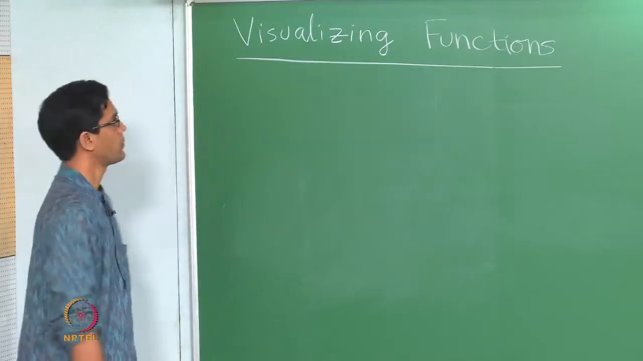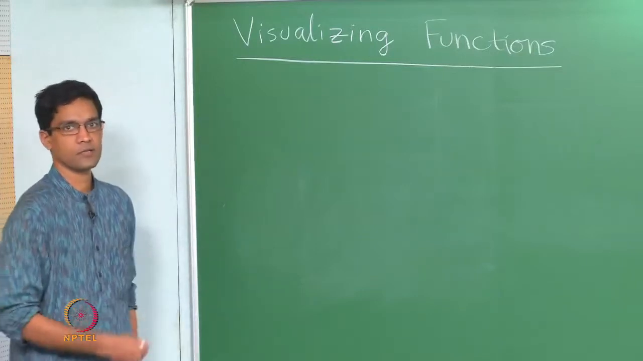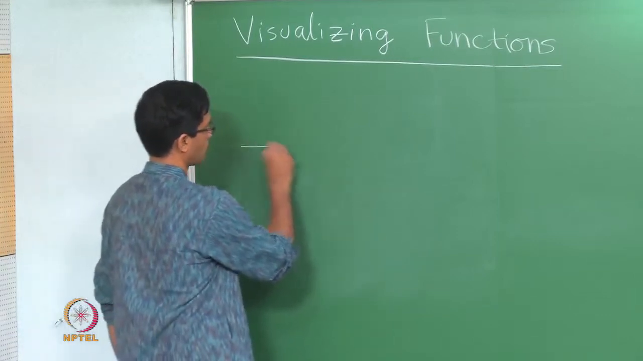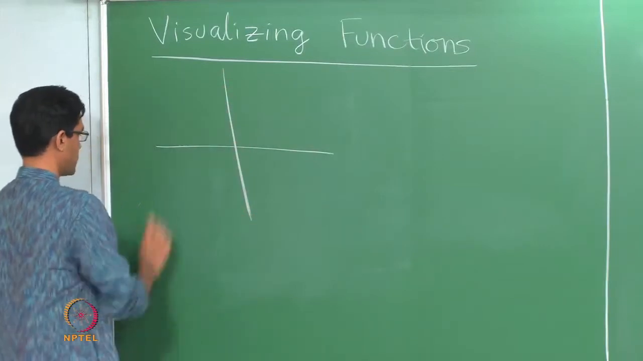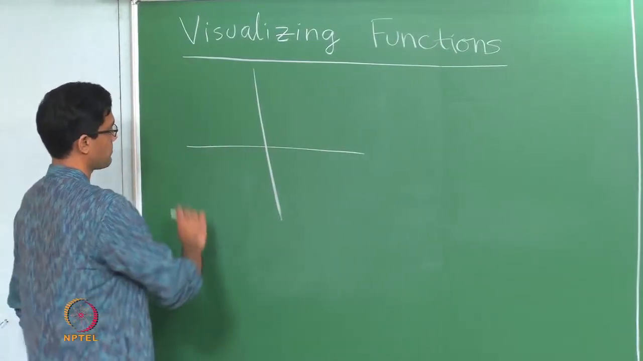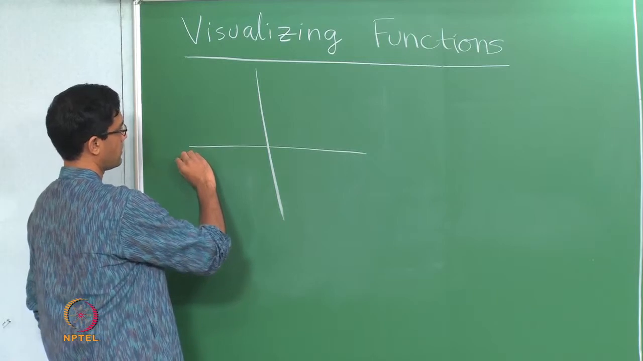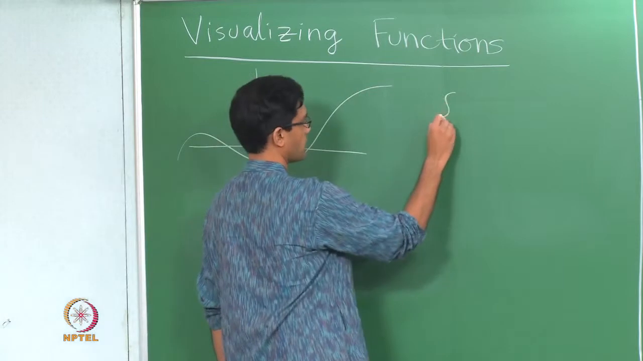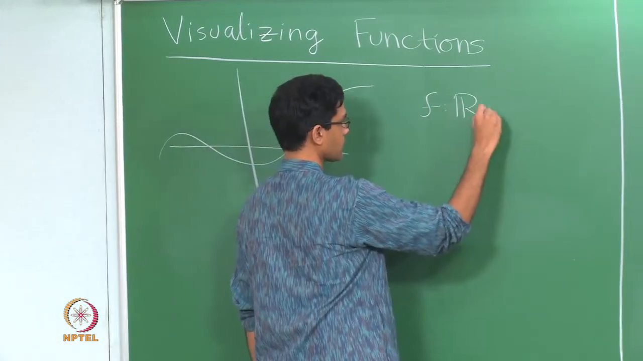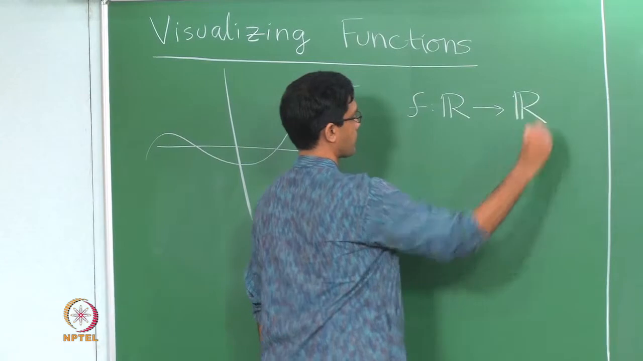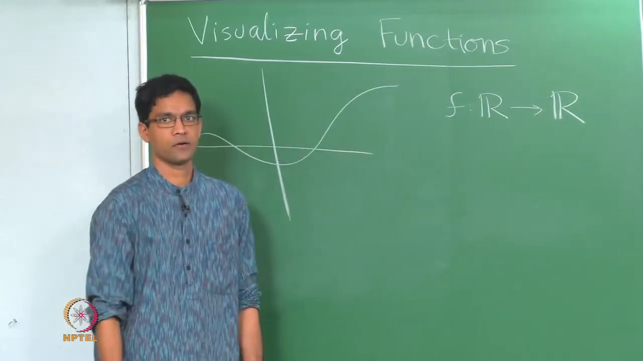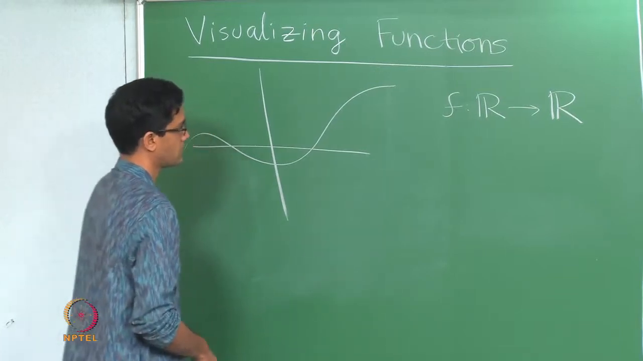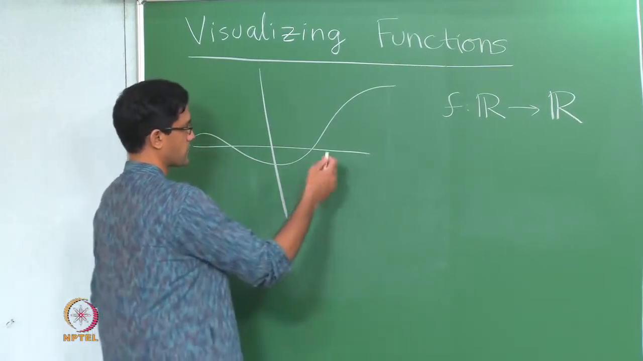Okay, welcome back. Today what we are going to talk about is the notion of visualizing functions. So recall last time we talked about the usual context in which functions appear: as functions from the set of real numbers to the set of real numbers. So here is our usual mental picture of a function. It has domain the real numbers and codomain also the real numbers, and such a function is best represented as a graph.